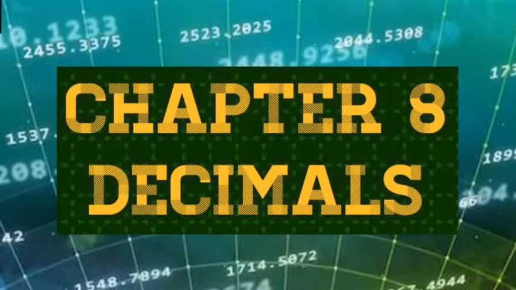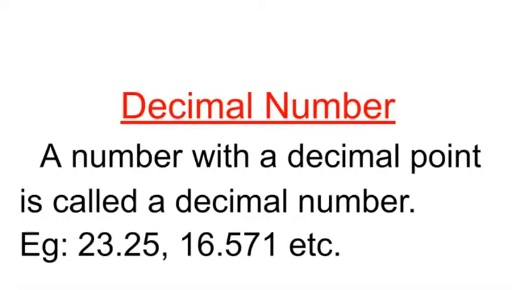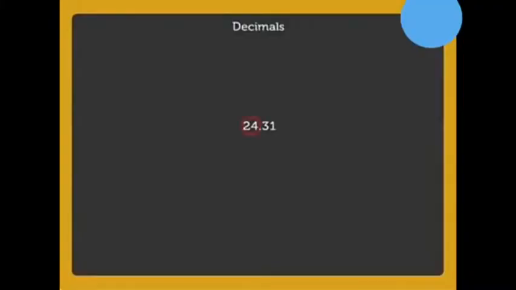First, let us check the definition of decimal numbers. A number with a decimal point is called a decimal number. Example 23.25, 16.571, etc. A decimal number has two parts, one on the left side and the other on the right side of the point. Let us see what these parts are.